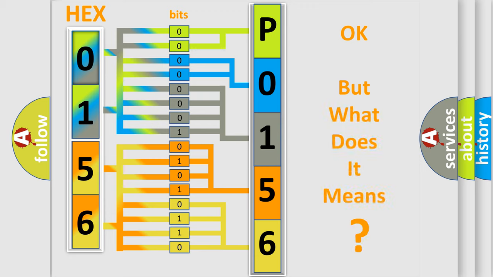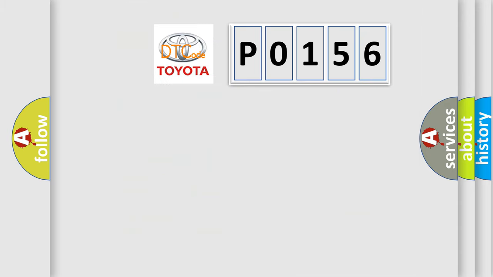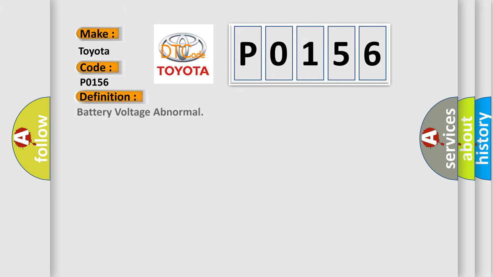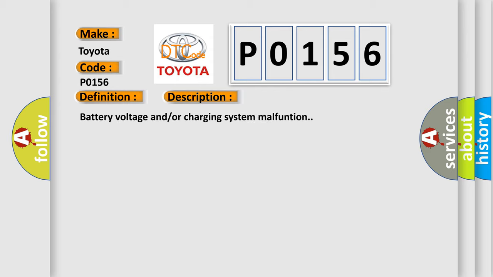The number itself does not make sense to us if we cannot assign information to what it actually expresses. So, what does the diagnostic trouble code P0156 specifically mean for Toyota? The basic definition is battery voltage abnormal. And now this is a short description of this DTC code: battery voltage and/or charging system malfunction.